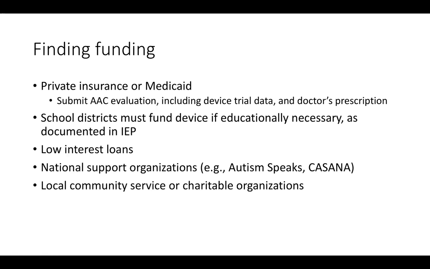You can also look into low interest loans or national support organizations. Two that I know of off the top of my head are Autism Speaks and the Childhood Apraxia of Speech Association of North America, or CASANA. They both have grant funding opportunities for families. And then lastly, you can look into local community service or charitable organizations, things like Kiwanis Club, Lions Club, etc.